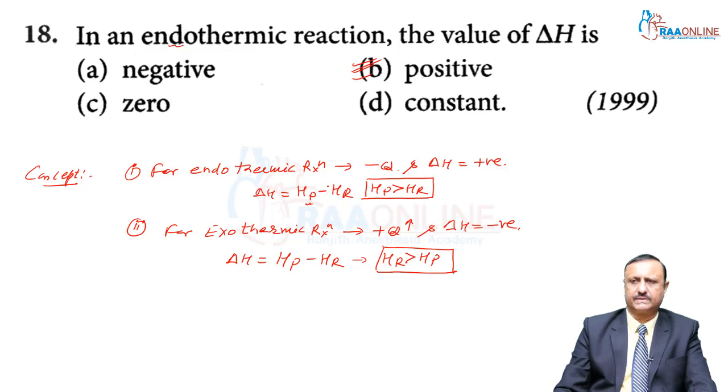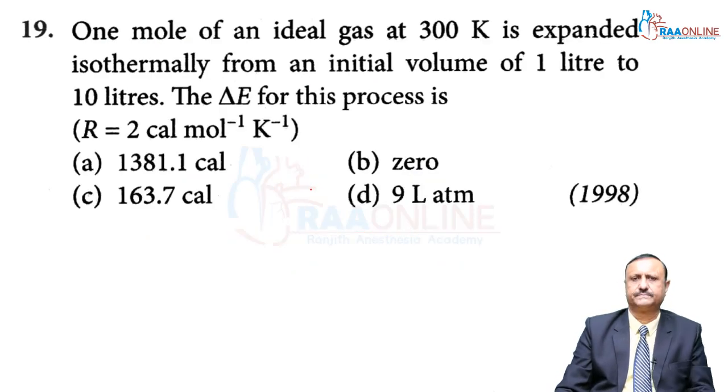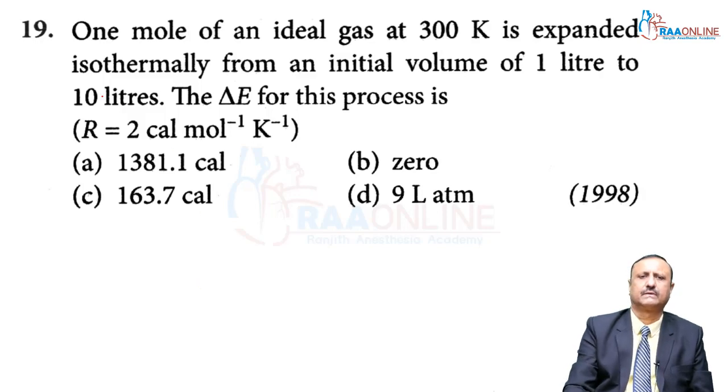Now, my dear students, we can see here question number 19. One mole of an ideal gas at 300 Kelvin is expanded isothermally. Isothermally means temperature is constant. From an initial volume of 1 liter to 10 liters, what is the delta E for this process? He wants the delta E for us.